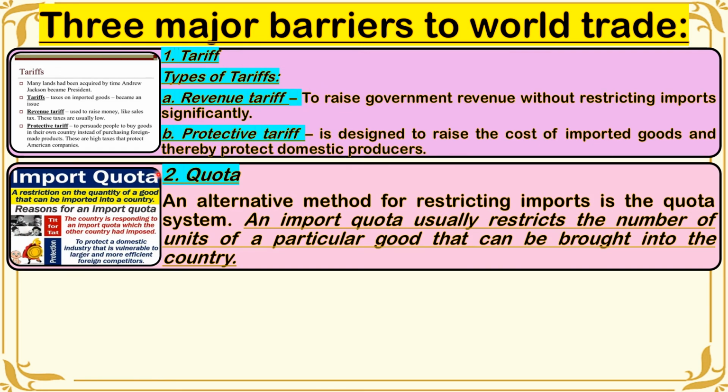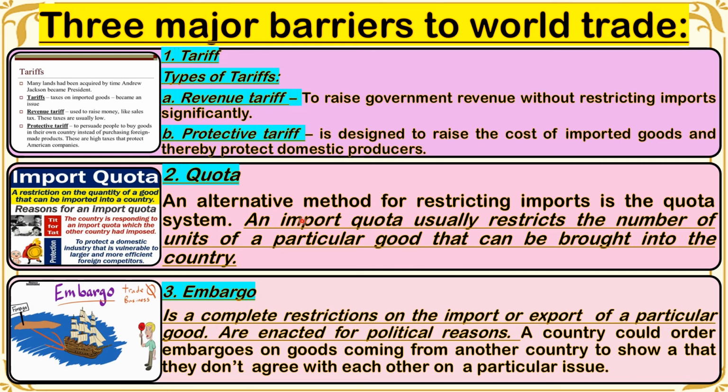The second one is quota. An alternative method for restricting imports is the quota system. It usually restricts the number of units of a particular good that can be brought into the country. And the last one is embargo. It is a complete restriction on the import or export of a particular good. And these are being done for political reasons. A country could order embargoes on goods coming from another country to show that they don't agree with each other on a particular issue.